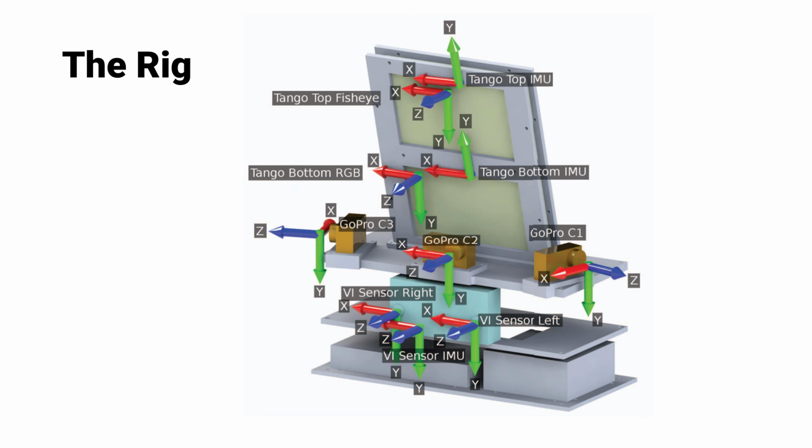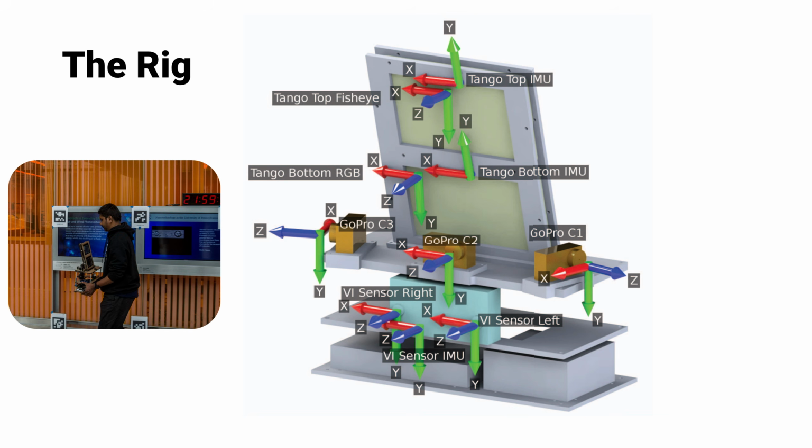And the final rig for our dataset had a couple of sensors. We had 2 Tango tablets, just like what you saw before. We had 3 GoPros for the ground truth. We had a visual inertial sensor, VI sensor, which had a stereo camera pair, global shutter, which was hardware synchronized along with an IMU. And then we had an Intel NUC for handling the data processing, and we had a big chunky battery which was powering the entire thing.